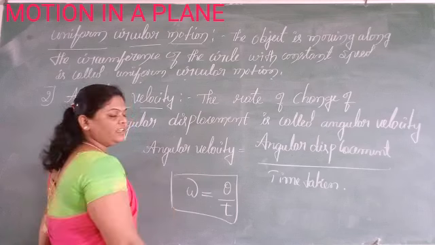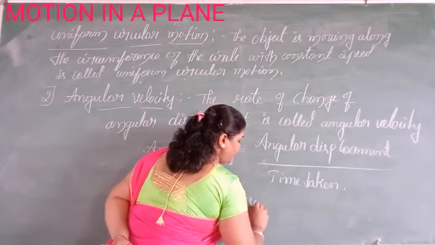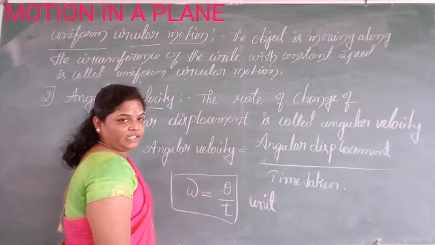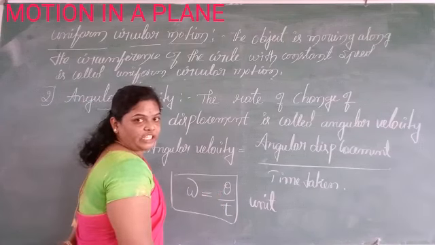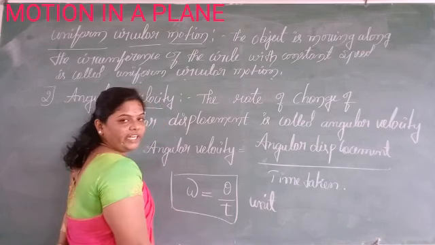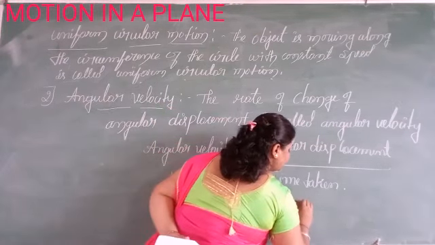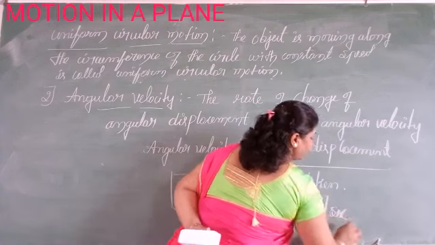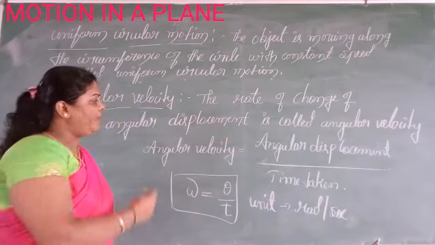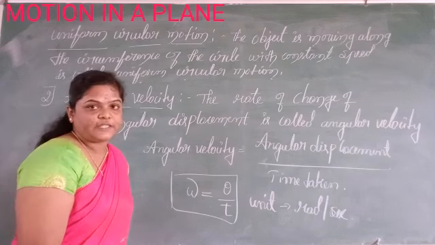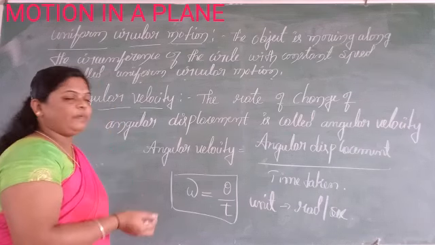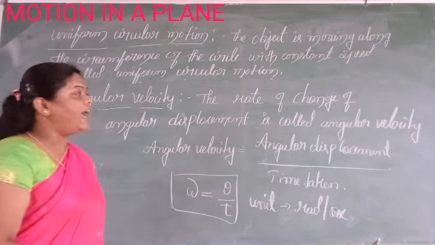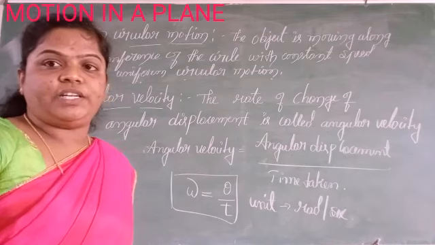This is the angular velocity and the unit of angular velocity. Here theta is the angular displacement, that is radian, denominated in time. The unit is radian per second. So angular displacement, angular velocity are done. Next one is the angular acceleration.